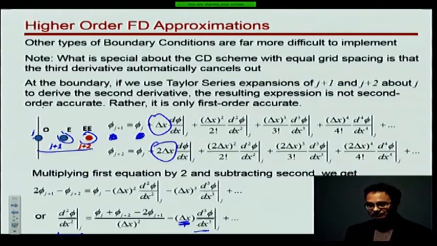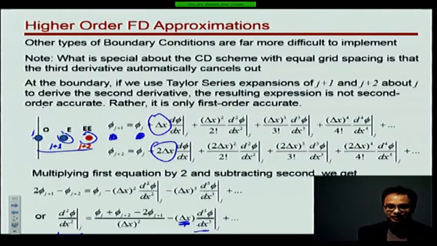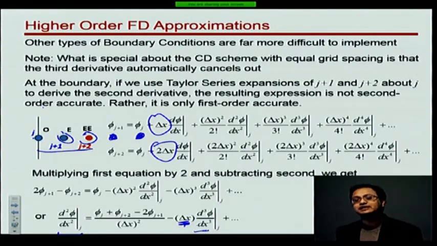So that's one of the big problems in using these higher order schemes when you get to the boundaries, because the advantage of using equal grid spacing that we have for the interior nodes is destroyed by the fact that now essentially you are using unequal grid spacing.